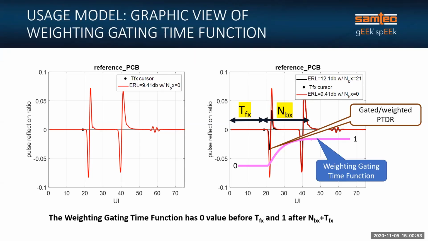And that's the effect of the weighted gated PTDR. Notice what happens. The ERL goes up. It gets better with NBX21. So the weighting gating function, and you can use all of these parameters to adjust and determine what the effect is in a particular one design over another design just by changing TFX, NBX, and N.